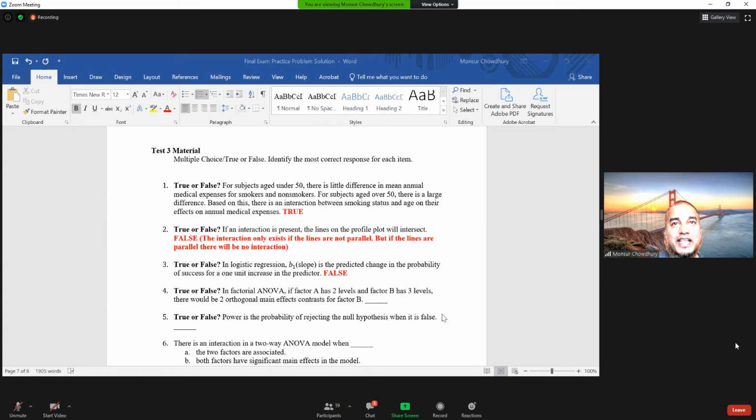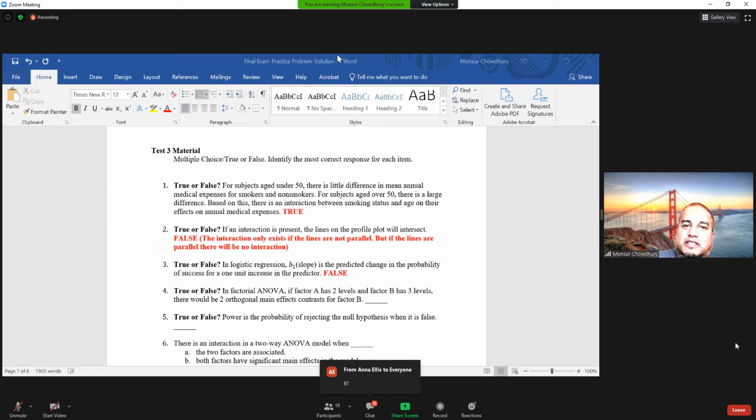There was a question like write down the compact and the augmented model. Some of you made a mistake in your test 2. So what do you think, if a factor has 3 labels, how many orthogonal main effect contrasts should we get? Three labels, how many contrasts should we get?